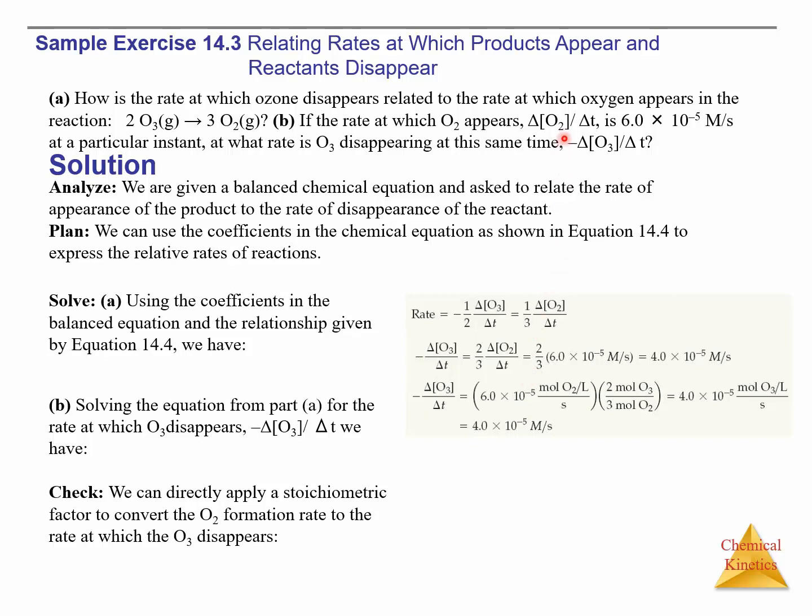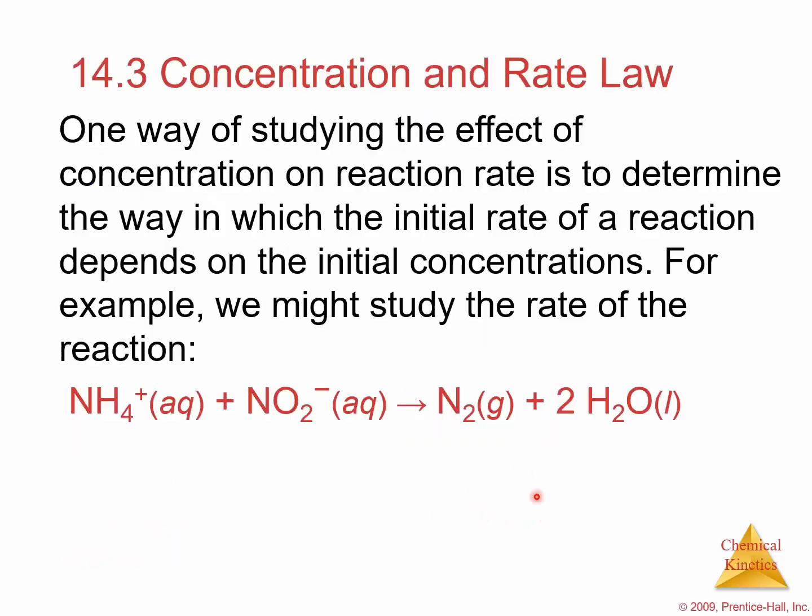Then 2/3 times this, the rate at which O2 appears, will equal the rate at which ozone disappears. And also here, solving the equation from part A for the rate, we get the same value with another method. Check: we can directly apply a stoichiometric factor to convert the O2 formation rate to the rate at which O3 disappears, like this.